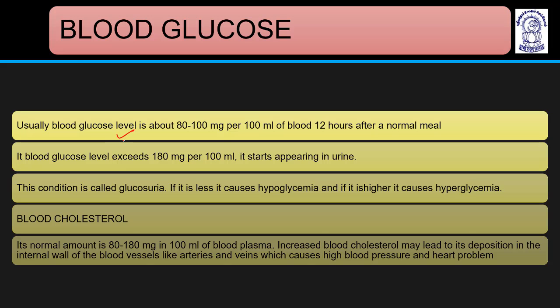Blood glucose level is about 80 to 100 milligram per 100 ml of blood 12 hours after a normal meal. So the blood glucose level maintained after 12 hours following a normal meal is 80 to 100 milligram per 100 ml, or 82 milligram per deciliter. If the blood glucose level exceeds 180 milligram per 100 ml, then it starts appearing in urine. So the threshold maximum, Tmax.